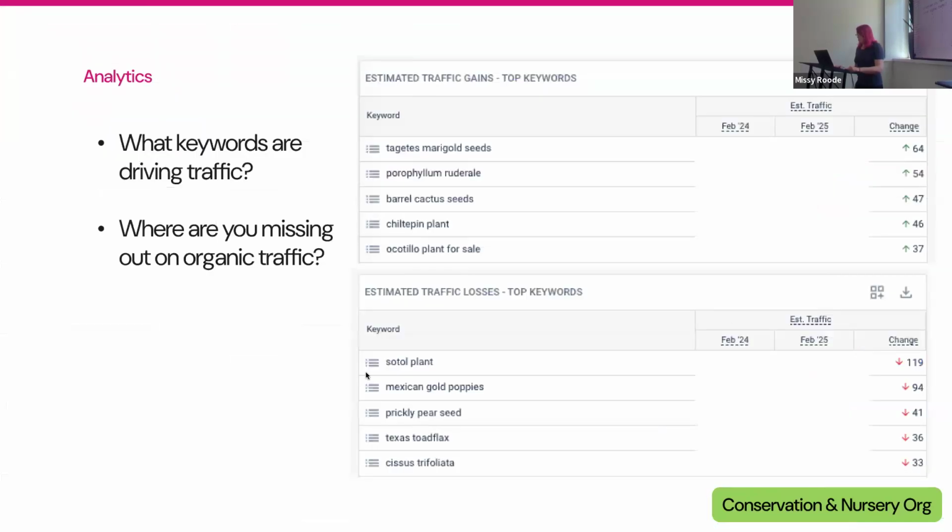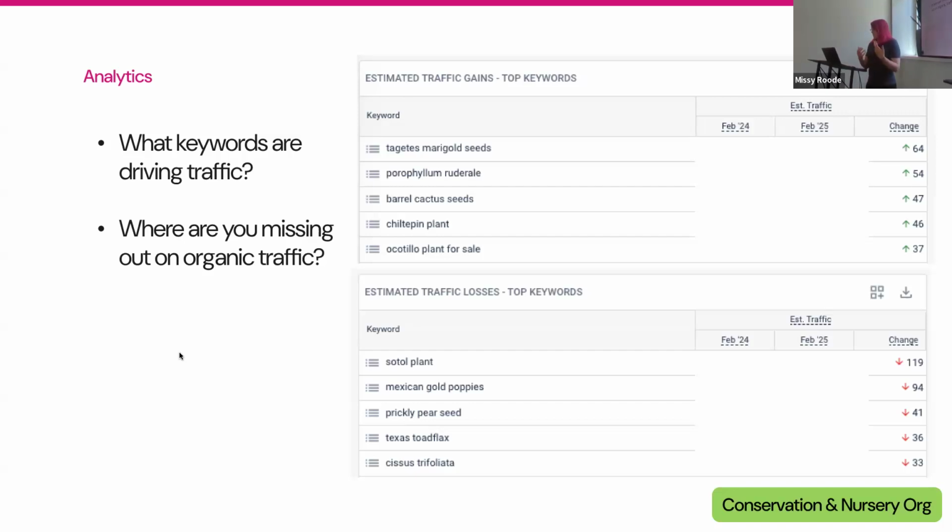So now, we can also take a look at what keywords are driving most of your traffic and where you are potentially missing out. So you look at wins and losses. You can see wins here, seeds and for sale actually do seem to be doing pretty well, at least in terms of recent wins. But if you take a look at some of the losses, places where we're really dropping off, it's important to understand why that is happening. What is driving the interest or lack thereof in these keywords?